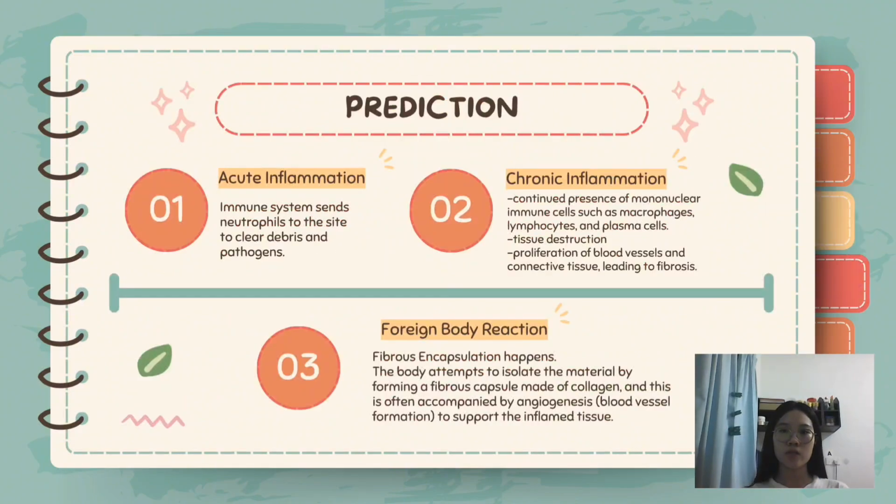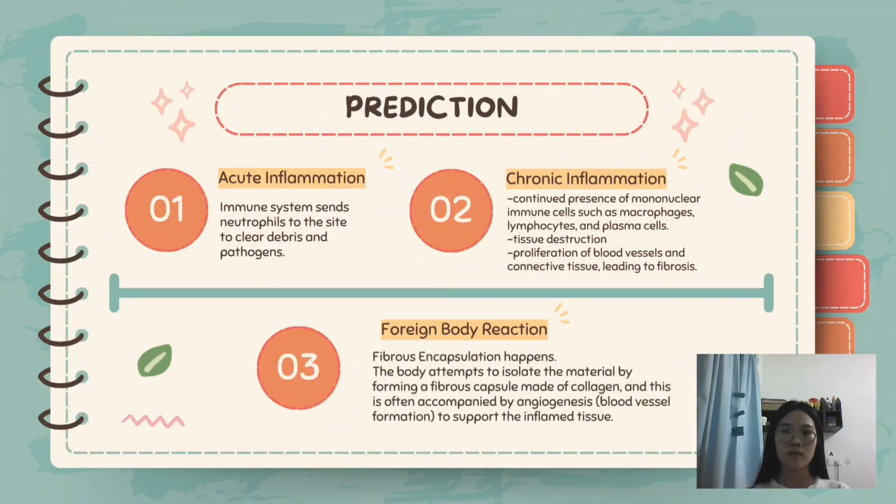The encapsulation of hydroxyapatite granular by fibrous tissue and continued inflammation indicates that the material triggers a foreign body reaction, which is a chronic inflammatory response that the body uses to isolate and neutralize what it perceives as a non-compatible foreign object. In the initial days following implantation, acute inflammation occurs as the immune system sends neutrophil to the site to clear pathogen and debris. This is often followed by chronic inflammation, which can persist for weeks.